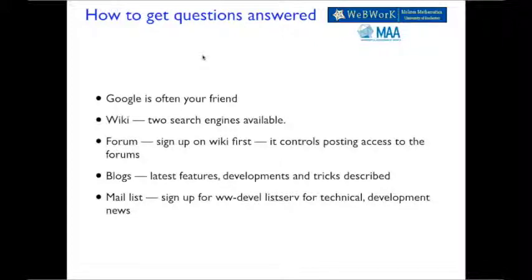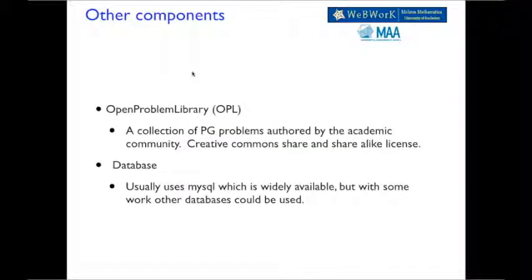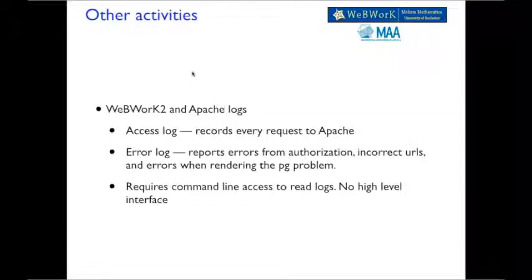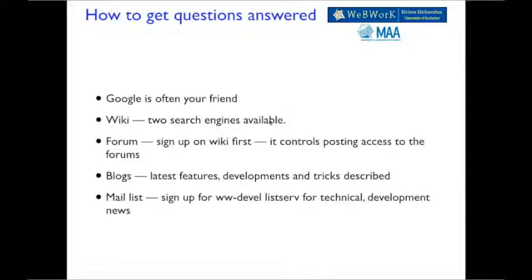So the next thing, okay, so that's the first overview of what a client-server model looks like and what the kinds of questions you should ask about what WeBWorK is. Where are the logs, open problem library. WeBWorK 2 and PG are the two big software components of it, plus the open problem library.